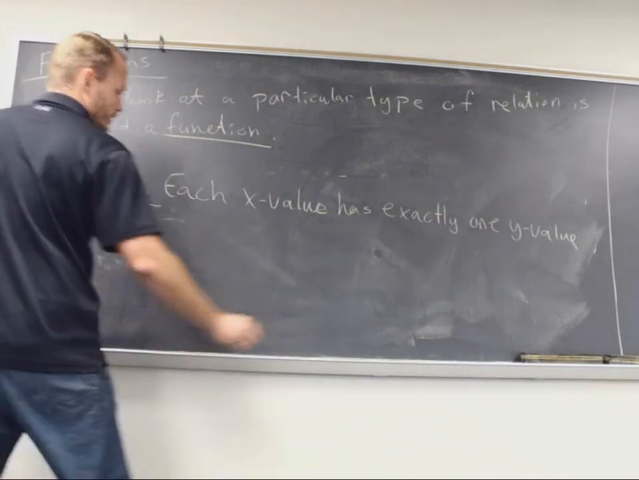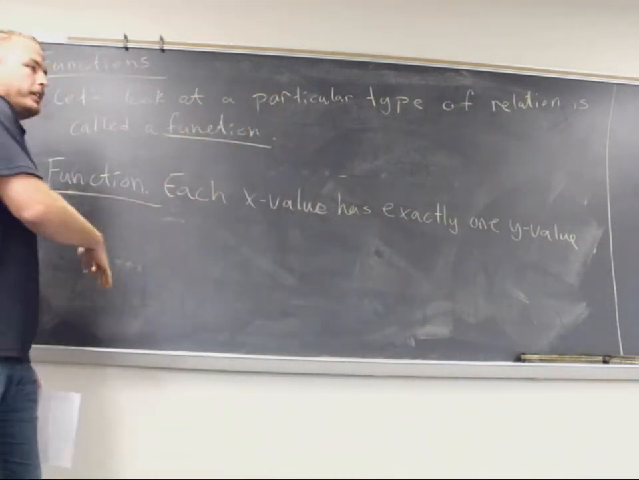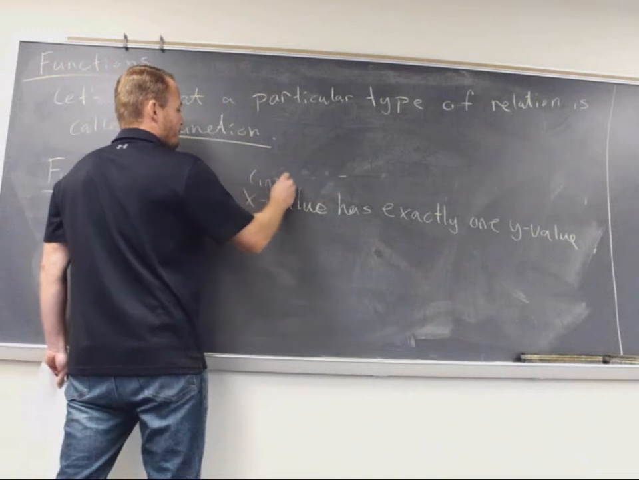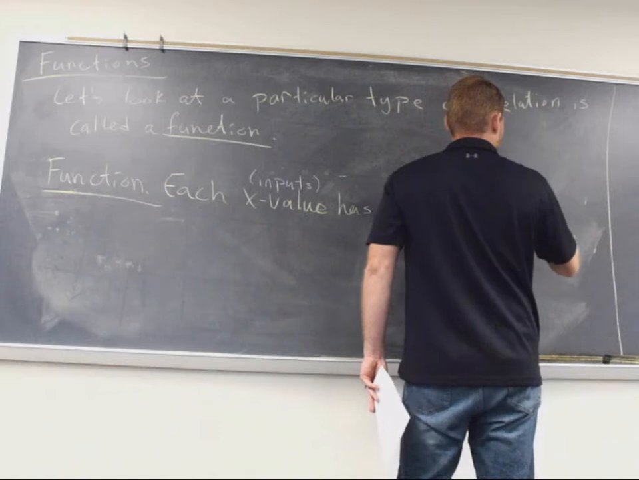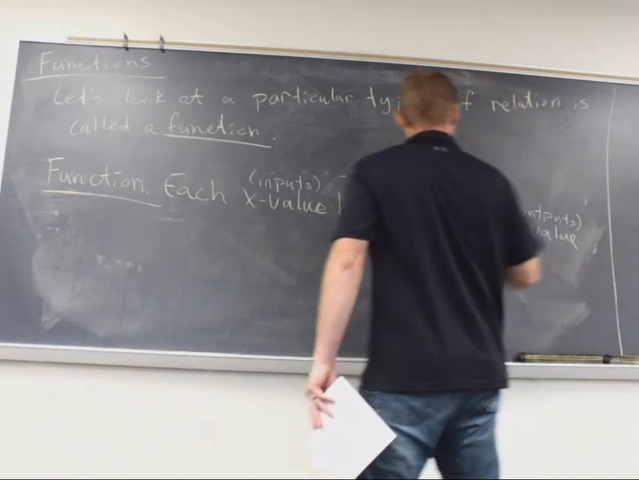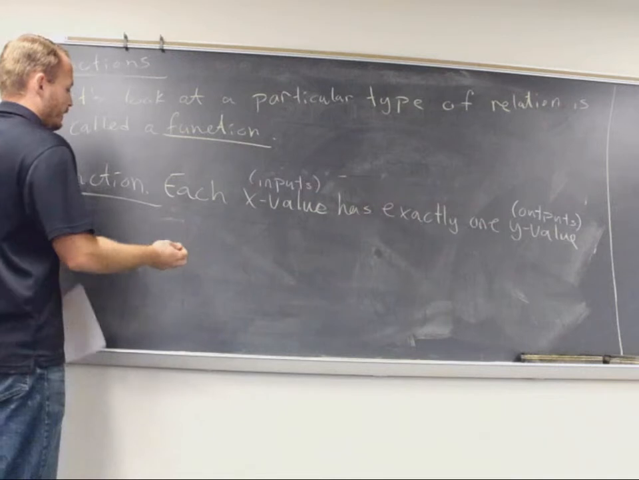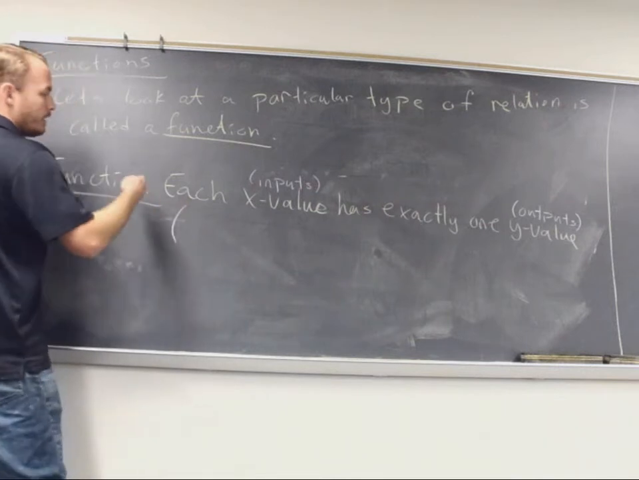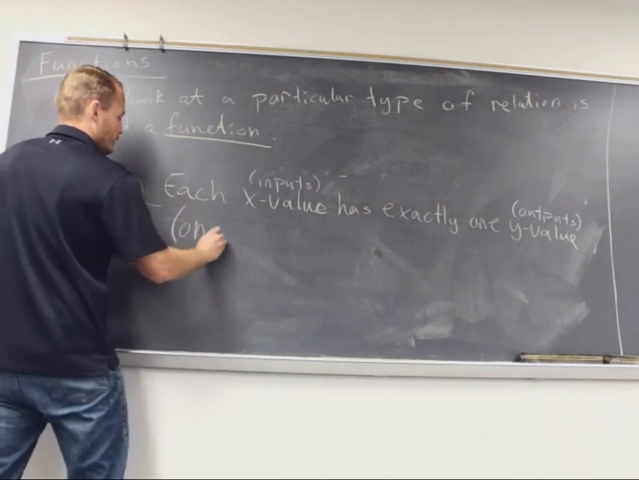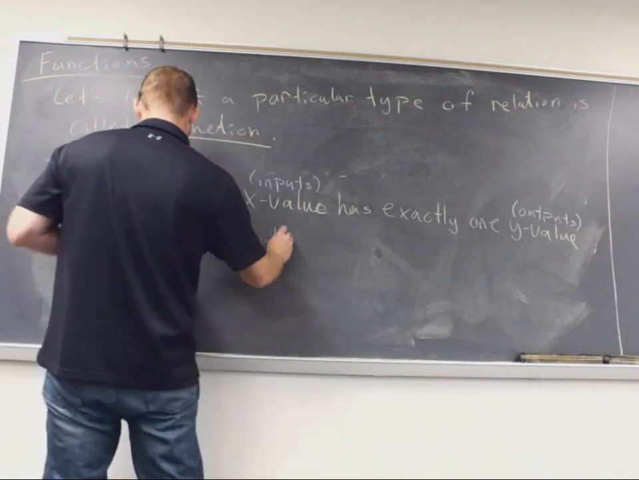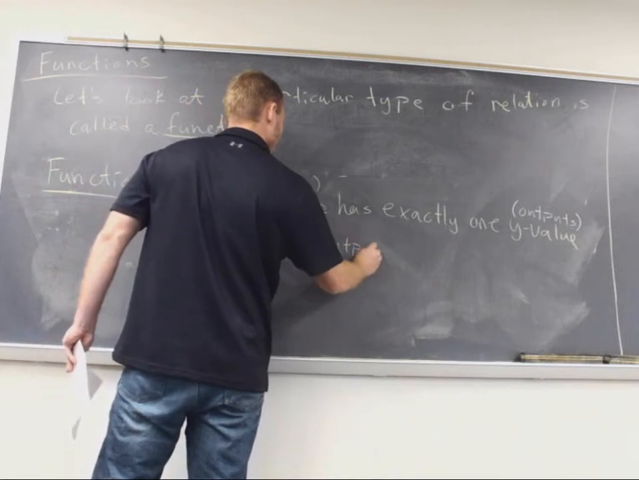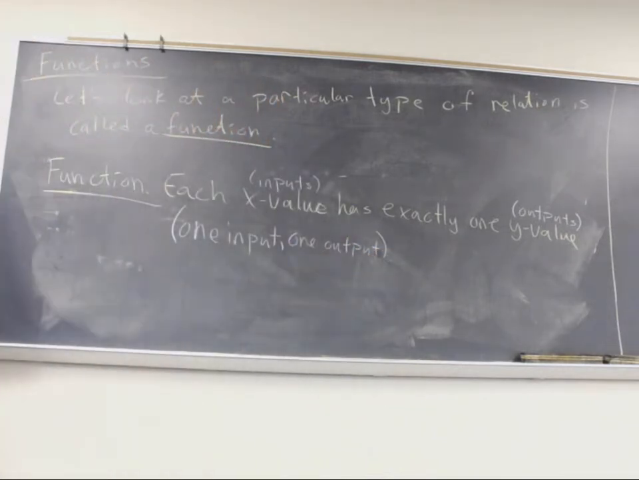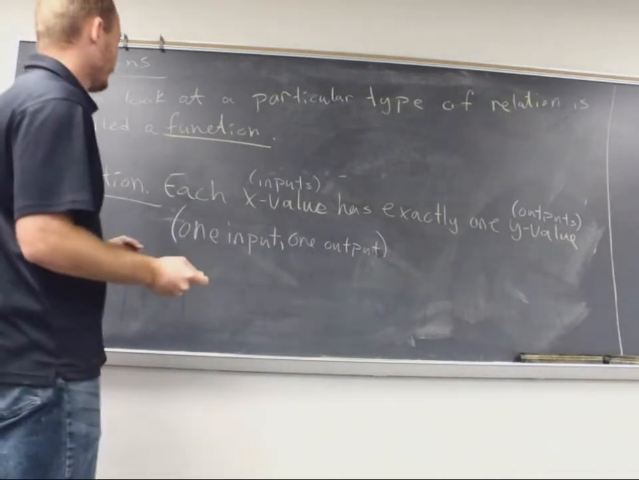Or in other words, remember, x values were also known as inputs, and y values were known as outputs. So if you had, it simply means one input, one output. All right, I'm going to show some examples of a function and not functions, and hopefully this is going to make it a little clearer.